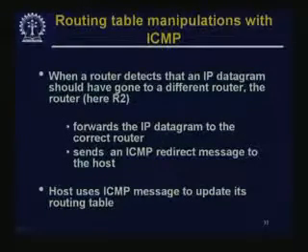For example, for this ICMP, when a router detects that an IP datagram should have gone to a different router, the router, here let us say R2, forwards the IP datagram to the correct router and sends an ICMP redirect message to the host. The host uses the ICMP message to update its routing table. What is happening is that one particular host had sent it to one router. Now, this router sees that it is not the proper person to get it from this host, that host should really have sent it to that router.